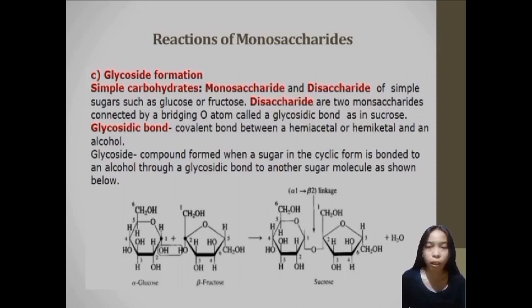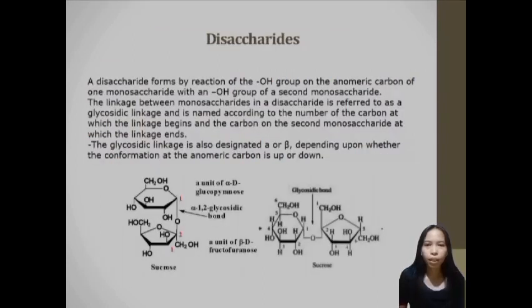In sucrose, the glycosidic bond connects the hemiacetal group of glucose to the alcohol group of fructose. This is the formation of a disaccharide, which is a type of sugar molecule made up of two monosaccharides. The disaccharide forms when the OH group of the anomeric carbon of one monosaccharide reacts with an OH group of a second monosaccharide. The linkage between the monosaccharides in a disaccharide is called a glycosidic linkage.